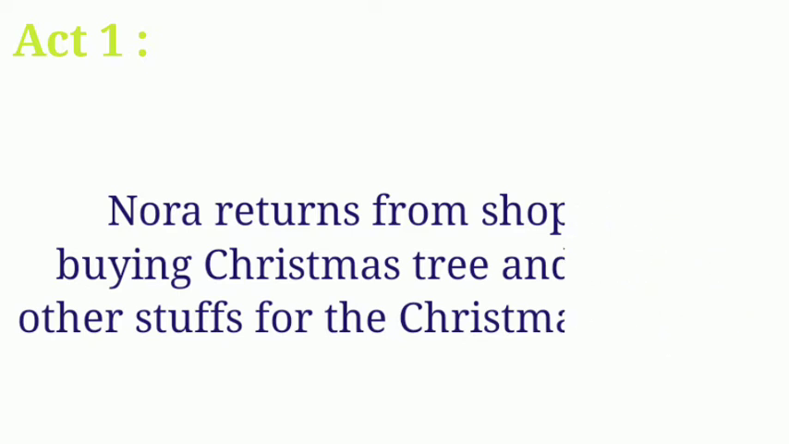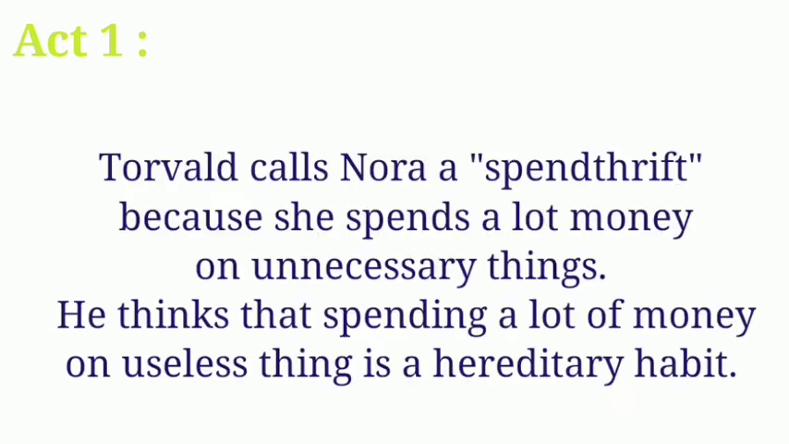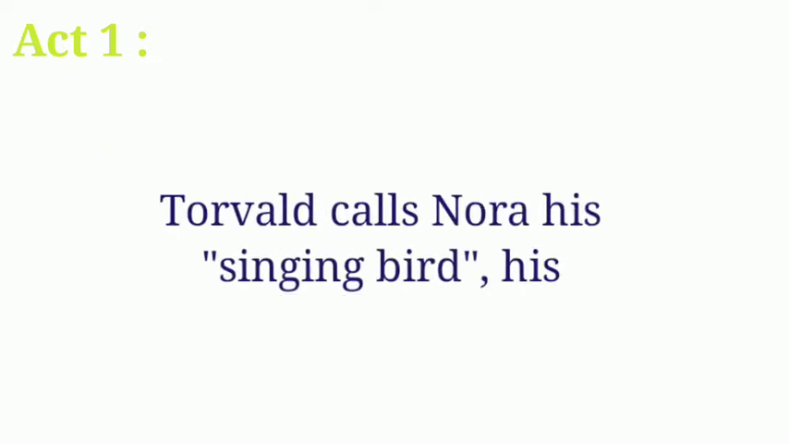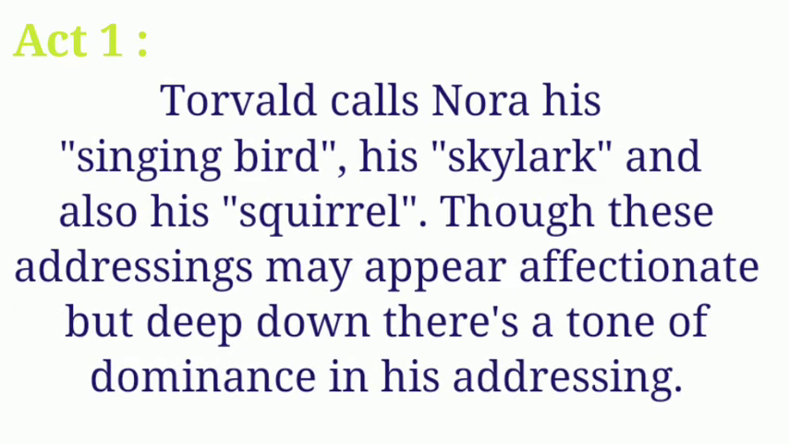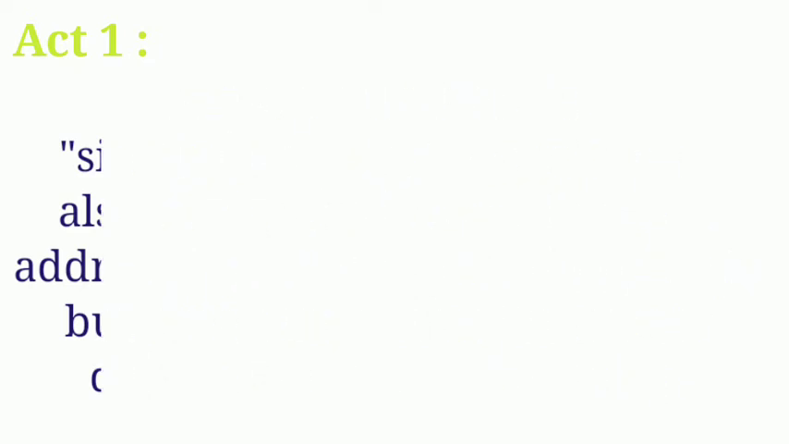Because of her nature of spending money, her husband calls her a spendthrift. He also accuses her that it is in her blood to spend a lot of money on useless things. But immediately after that, he addresses Nora in a very authoritative and also affectionate tone, calling her his skylark and his squirrel. So, this is how he tries to control Nora by being affectionate and authoritative at the same time.